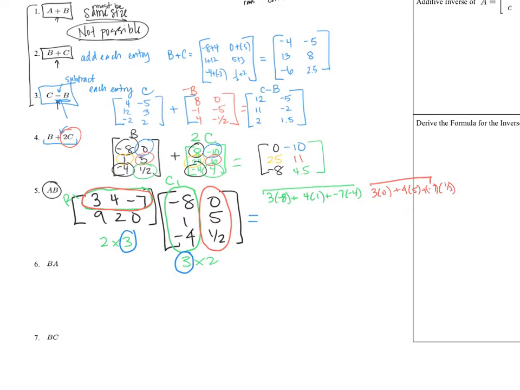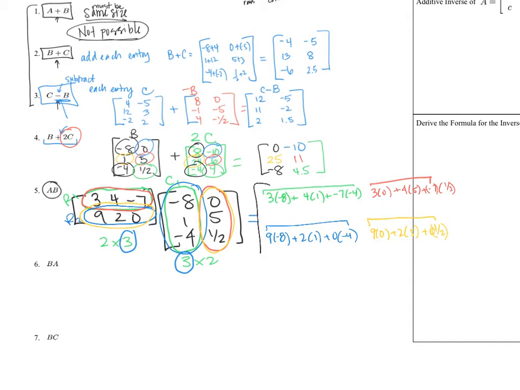And then we're going to start that process again, but as we move down to the second row, we're going to be at the second row of our new matrix, and it's the first column. So we'll do 9 times -8 plus 2 times 1 plus 0 times -4. Then we're still in the second row, but the second column this time. So we'll do 9 times 0 plus 2 times 5 plus 0 times 1/2.